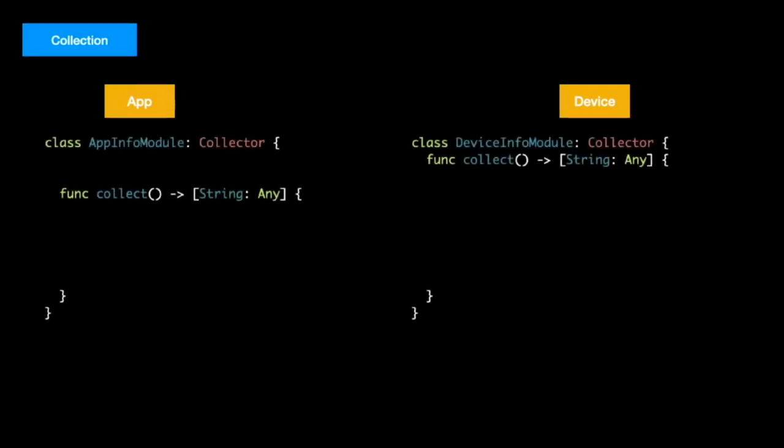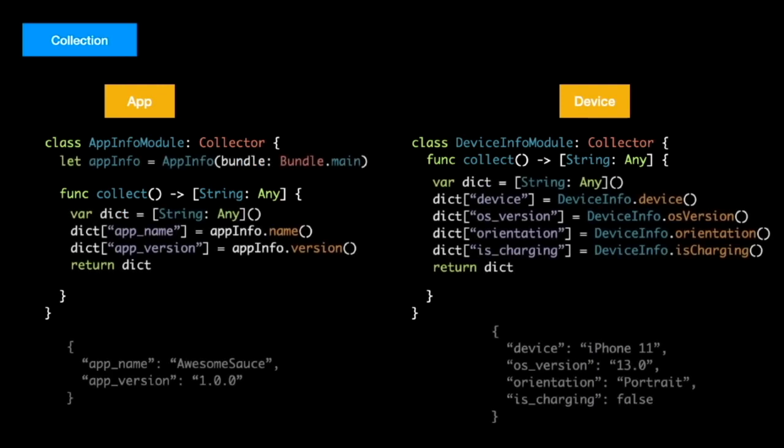Let's imagine what this might look like without using Combine. Here, we're showing two modules, the app info module and the device info module. They both conform to a collector protocol that has one method, collect, that returns a [String: Any] dictionary. Each of these modules uses an internal model to calculate the data they need to populate the dictionary in the collect method. As you can see on the left, the app info model is used to get the app name and the app version. On the right, the device info module uses static methods to calculate device information. Other instance methods are also used in the device info module that aren't shown on this slide.